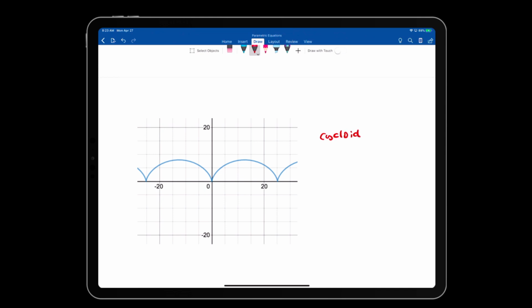Okay, and it's in your book. Let's dig out those family of curves called cycloids. All right, we got a cycloid. And here's your definition of cycloids.